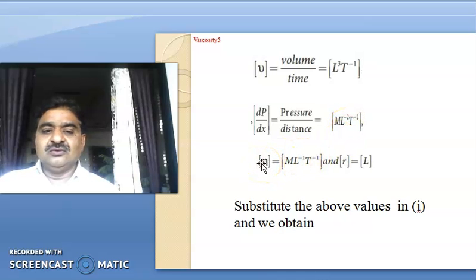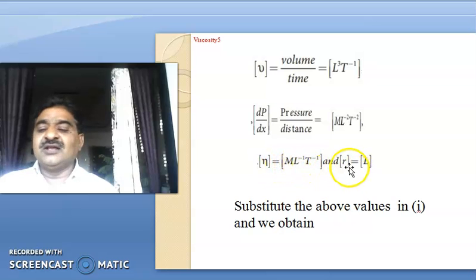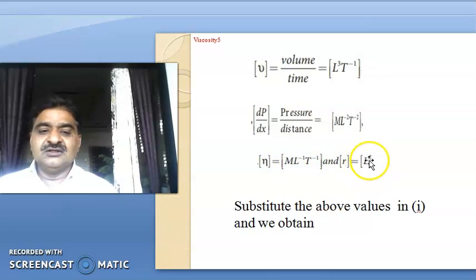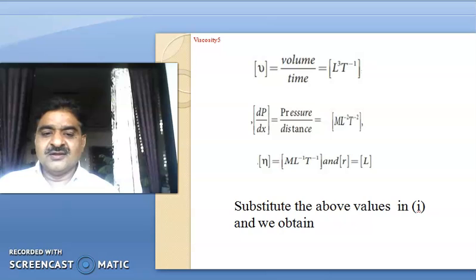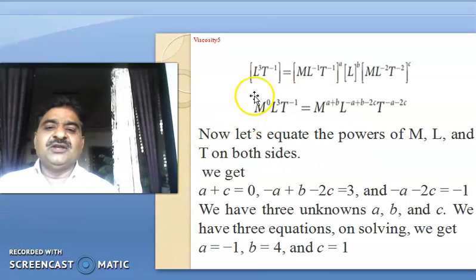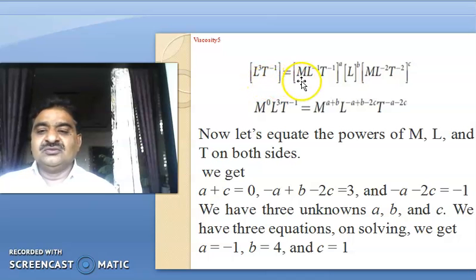Viscosity eta is M1 L minus 1 T minus 1, and R is nothing but only L. There is no mass, no time, only L1. Substitute all these values in equation number 1. What we obtain? Substituting these values, we obtain on the left hand side L3 T minus 1, M0.